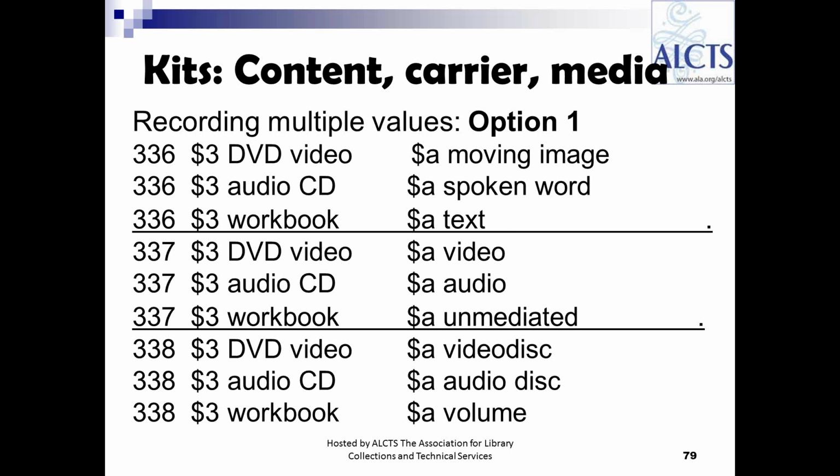So I'd like to talk briefly about a couple of ways to record multiple content, media, and carrier type groupings in MARC. One way would be to make a separate field for each value. You could identify what's being described by each value in subfield 3 as shown here. You could also connect the values that go together with the linking subfield 8.